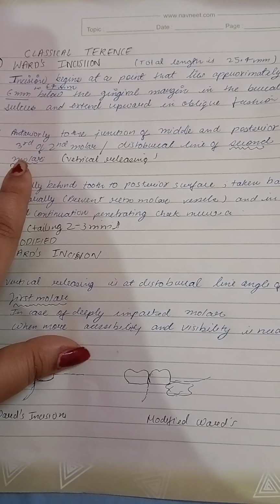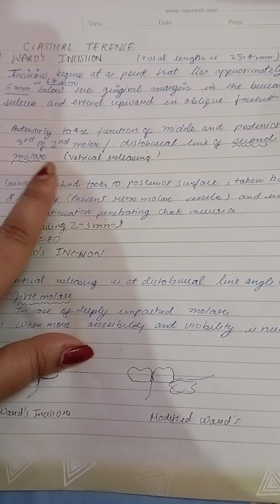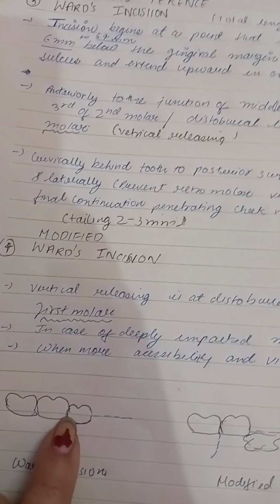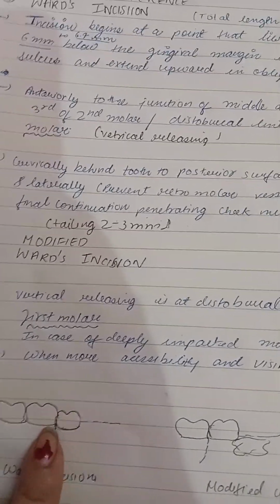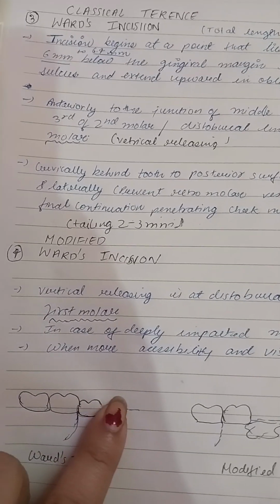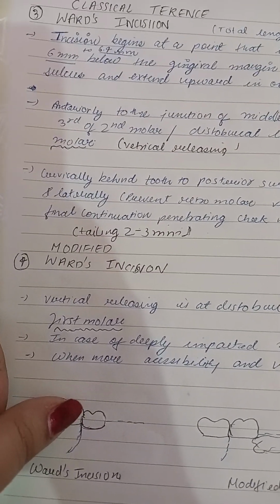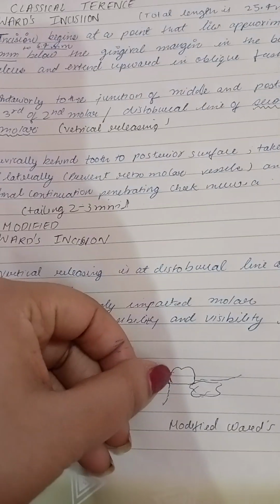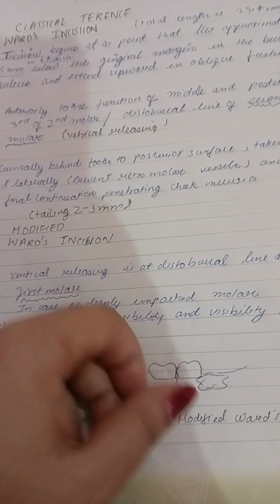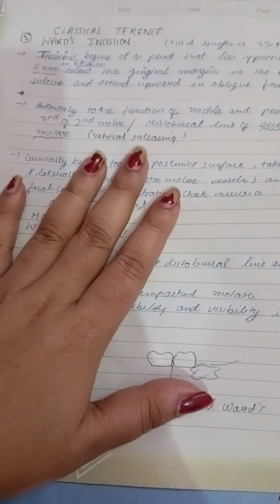Anteriorly to the junction of the middle and posterior third of the second molar, at the distobuccal line angle of the second molar. This is the vertical incision, called vertical releasing. In Watts incision, it is at the distobuccal line angle of the second molar. In modified Watts incision, it is at the distobuccal line angle of the first molar.